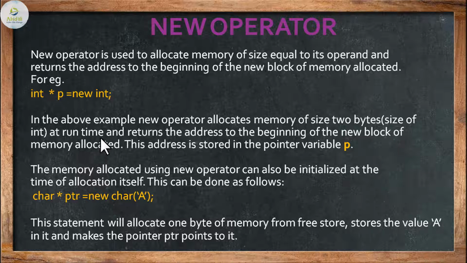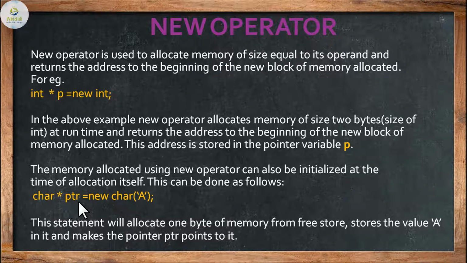This is the explanation. So moving to the next, the memory allocated using the new operator can also be initialized at the time of allocation itself. That means when the variable is getting memory dynamically, it can also be initialized with some initial values at the time of allocation itself. This can be done by the following.